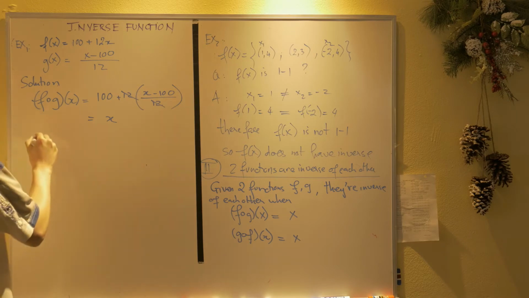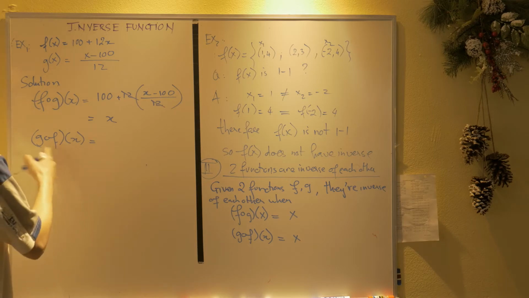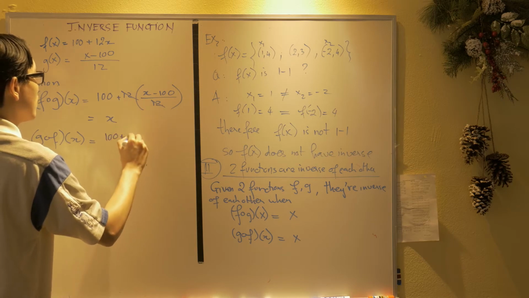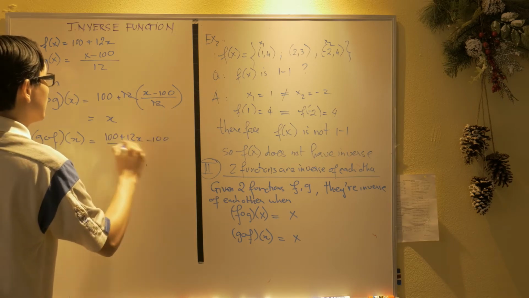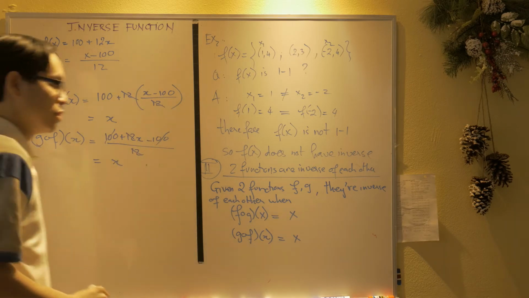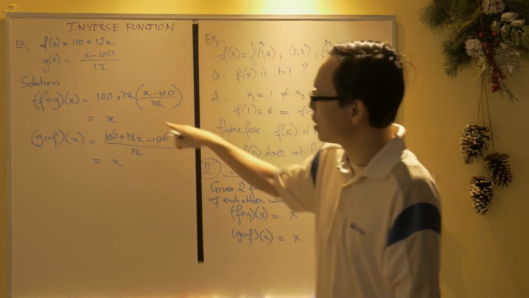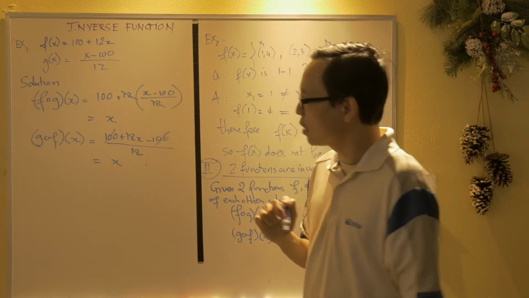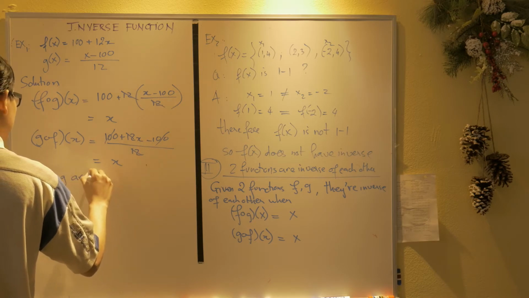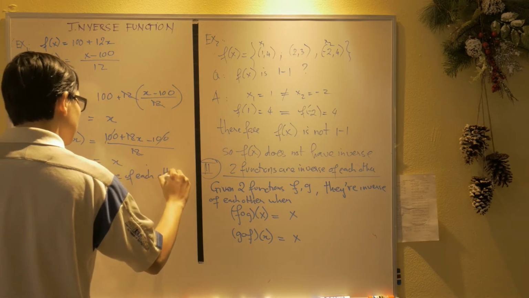Now I do g∘f. I mean, you plug f into g, so the whole thing in there, so I have 100 plus 12x minus 100 over 12. Cancel, cancel, cancel, cancel. Here you go. So both of these, f∘g and g∘f, turned out to be the same x. Then we can conclude f and g are inverses of each other.